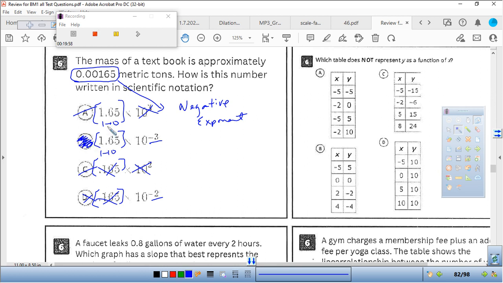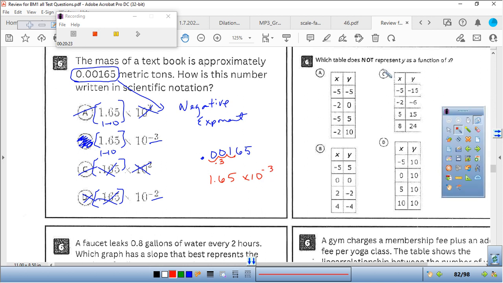How do you get the answer? Just make sure, 0.00165. We go from left to right, first non-zero number, put the decimal right after it, right there. So we're going to have 1.65. Now, how far apart are these? 1, 2, 3. Okay, and it's going to be a super small number, so we're going to go negative. We went to the left, negative. So we're going to go times 10 to the negative 6.